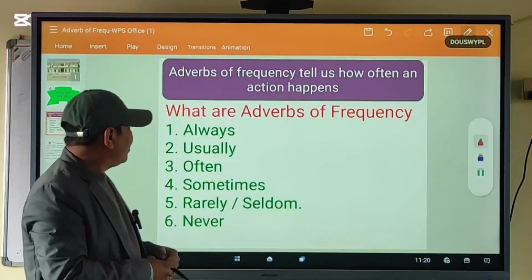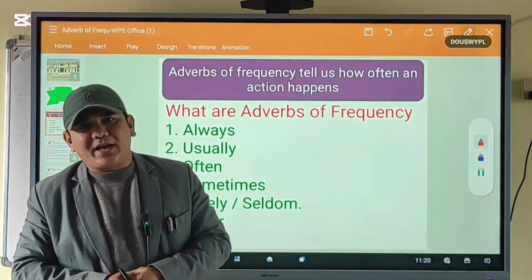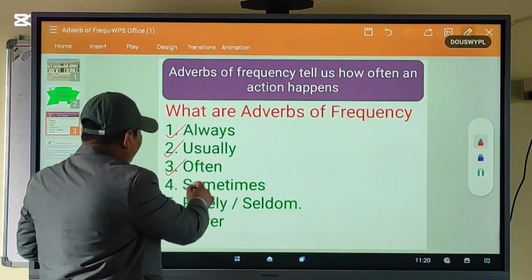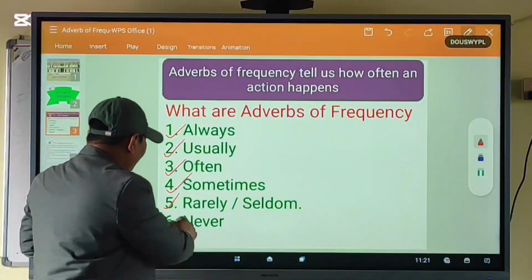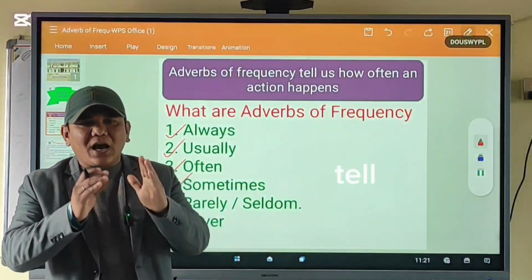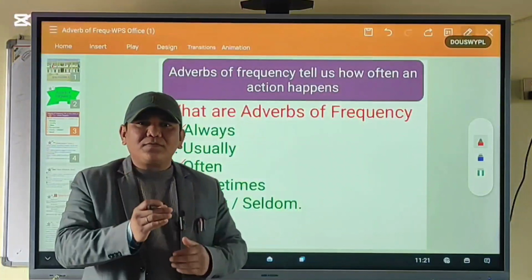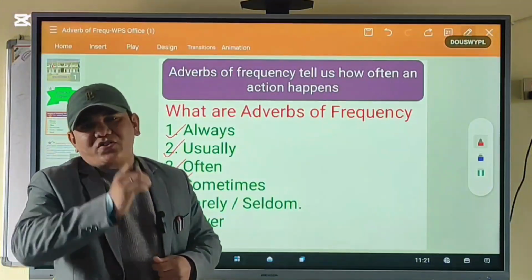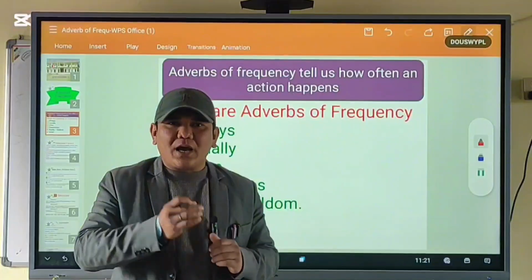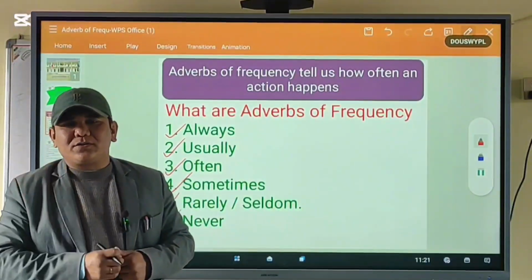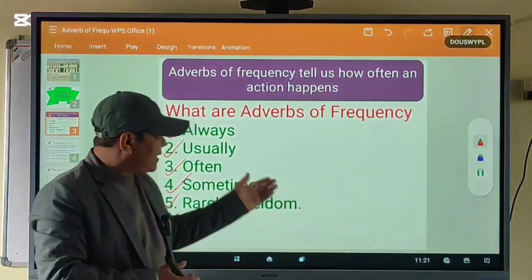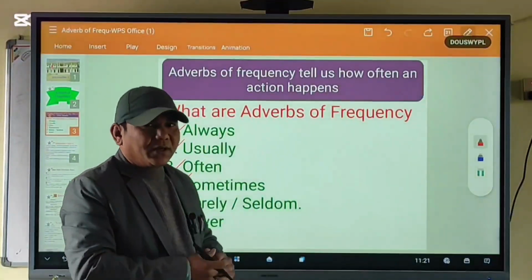Okay, now what are adverbs of frequency? As I have mentioned here, always, usually, often, sometimes, rarely, seldom, and never are the adverbs of frequency that tell us how often, how many times an action occurs or takes place or happens. Is that clear? Okay, now let's move on.